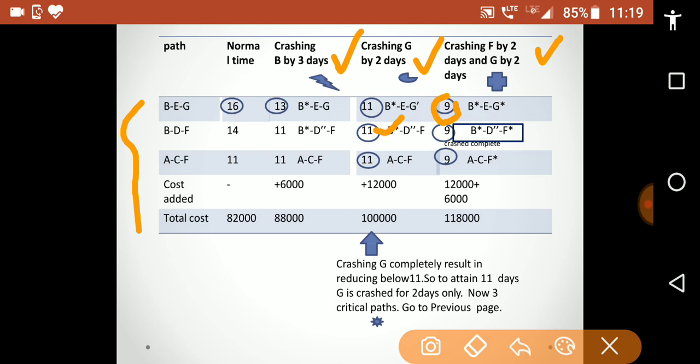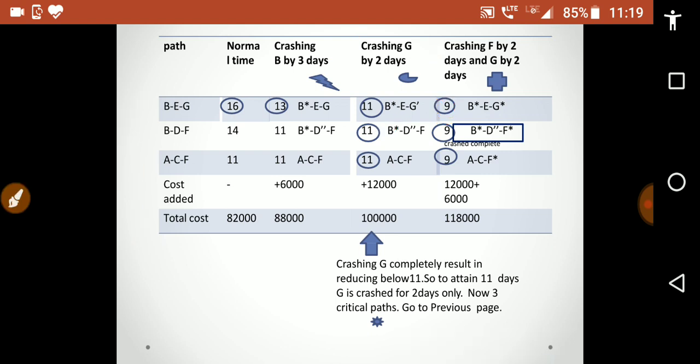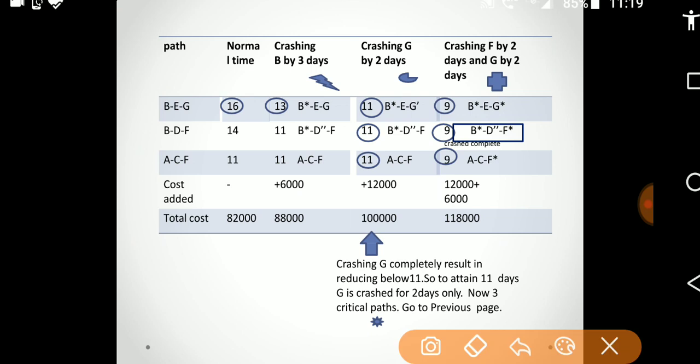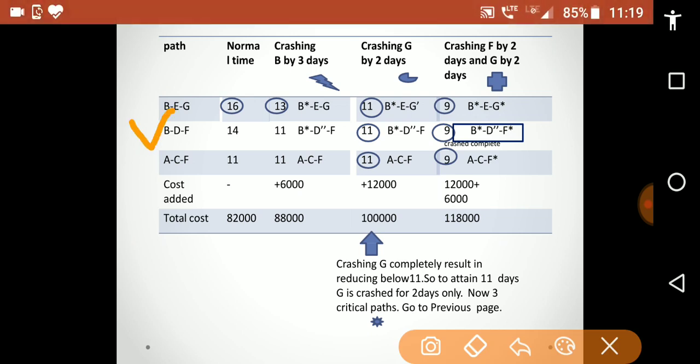Now let us consider the path BDF. Here normal time is 14. Crashing B by 3 days, its value is 11. D does not have a crashing value, and F is crashed by 2 days. So here the value is 9.